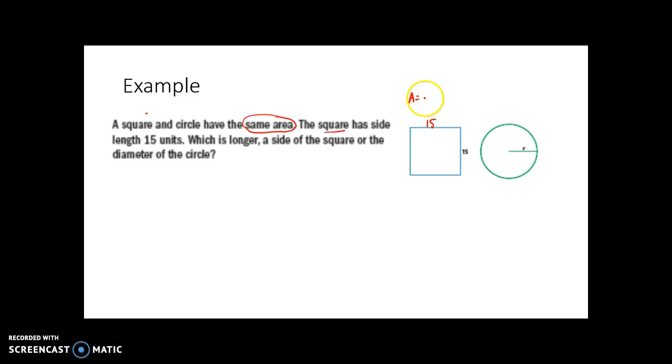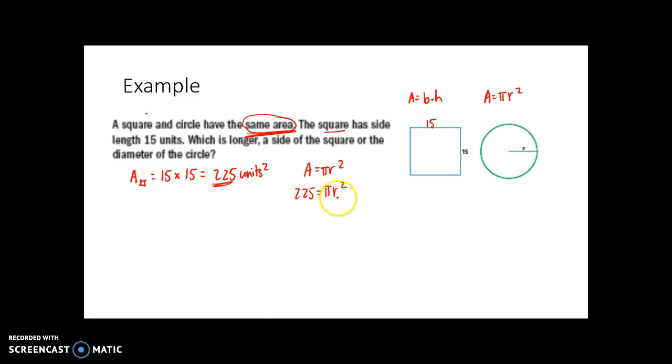Area of a square rectangle is base times height. We reviewed that yesterday. Area of a circle we didn't quite get to yesterday. That's pi r squared. So quickly and easily I can find the area of the square, which I think I might need to do. So I do 15 times 15. The area of that square is going to be 225 units squared. The reason that helps me is because I know they have the same area. So if I have area equals pi r squared, which is a circle, I know the area must be 225.